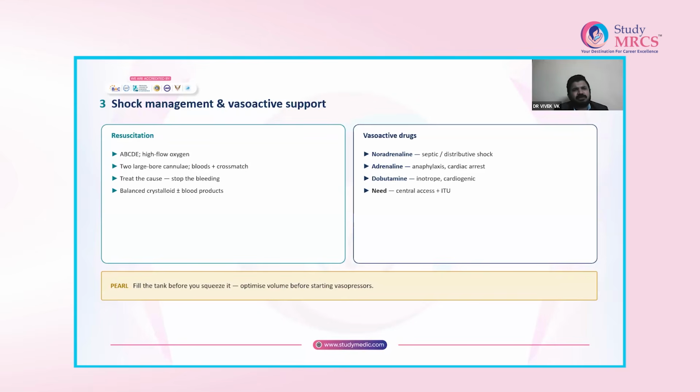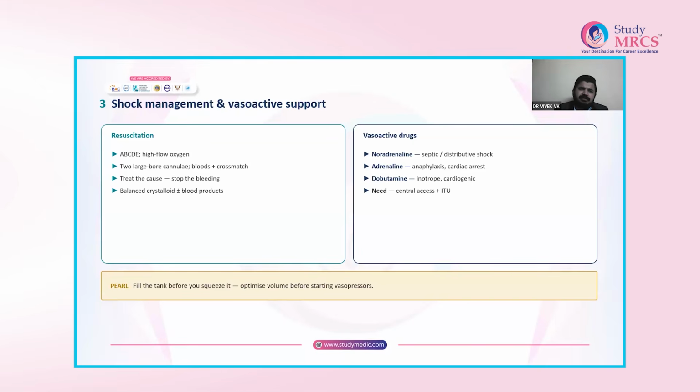Suppose the patient is having hemorrhagic shock, it is better to give blood. That is the ideal resuscitative fluid. But you can also give a balanced crystalloid as well. But remember that if the patient has lost blood, the ideal resuscitation fluid is blood. So regarding some vasoactive support in a patient with shock, you can use noradrenaline in a patient with septic shock or a distributive shock.